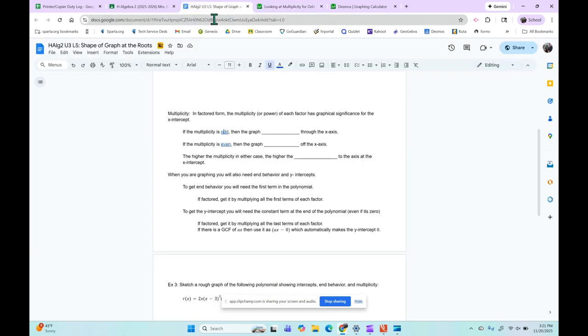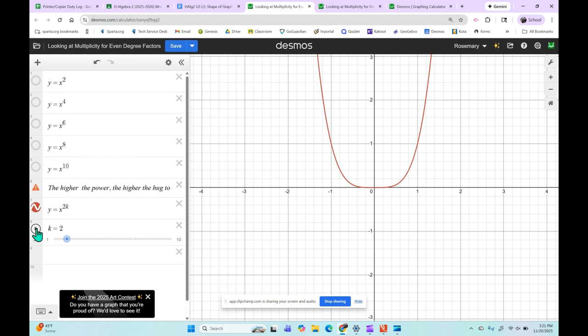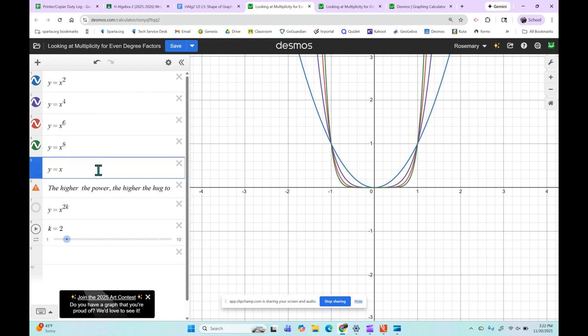Now let's look at the even case, which is a hug bounce rather than a hug slash. I'm going to turn this off for now. And here's your basic x squared, your basic parabola, which is bouncing off the x-axis at its x-intercept of 0. If you do a power of 4, it still bounces off the axis, but it hugs on either side. And 6, and 8, and 10, and have fun. You can do a big power, and again, it will hug more and more.